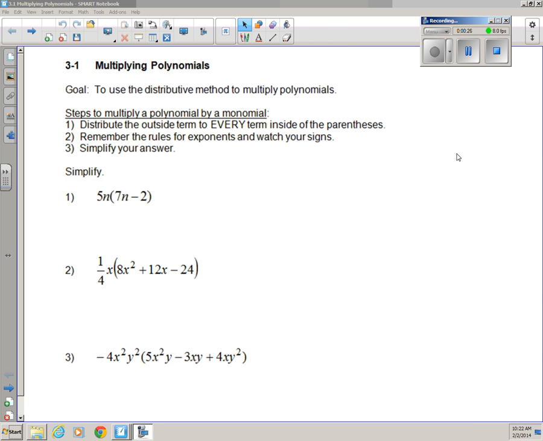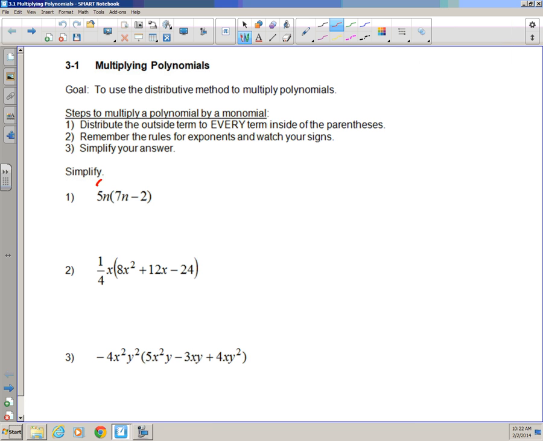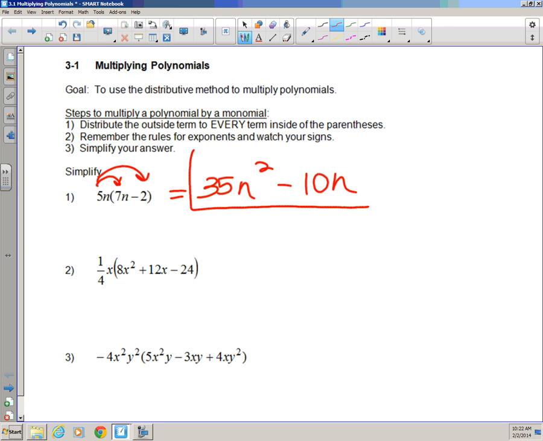So in this first particular problem, you've got 5n that has to be distributed to everything inside the parentheses. Well, 5 times 7 is 35, n times n is n squared. And now we're going to be doing 5n times negative 2, which is negative 10n. This is going to be your final answer because n squareds and n's are not like terms. They cannot get simplified any further.